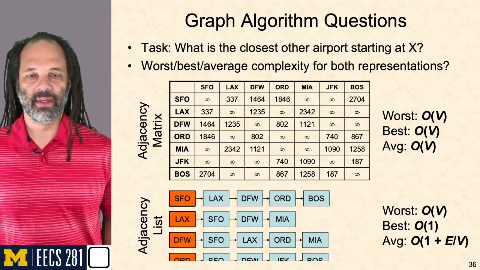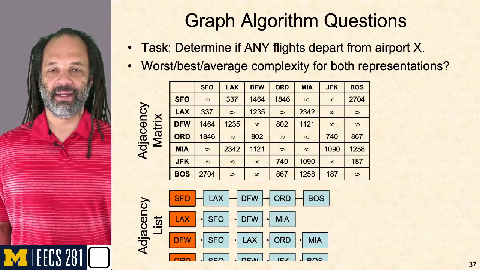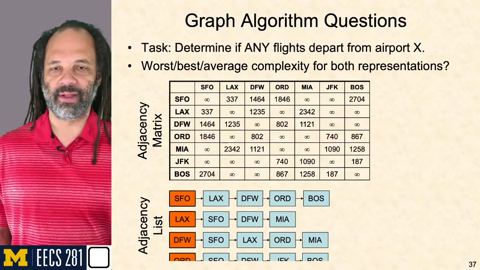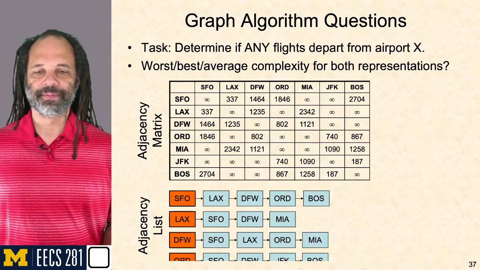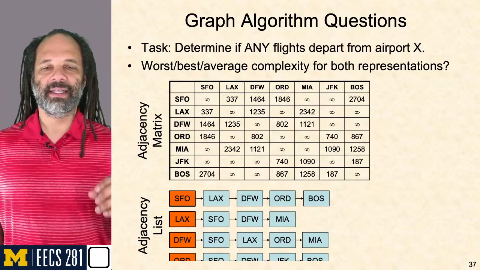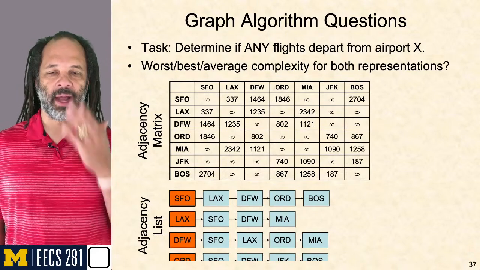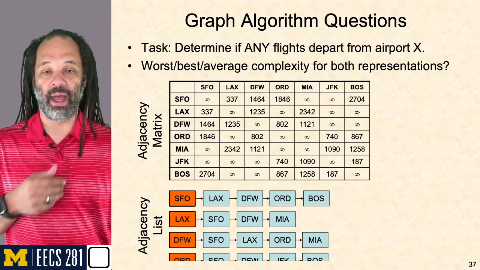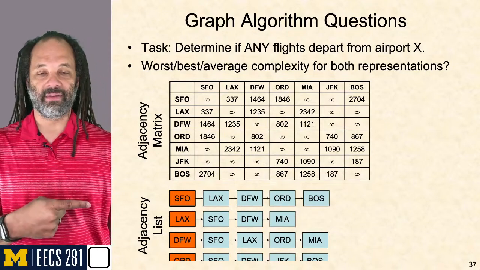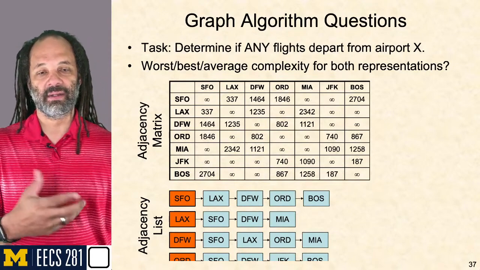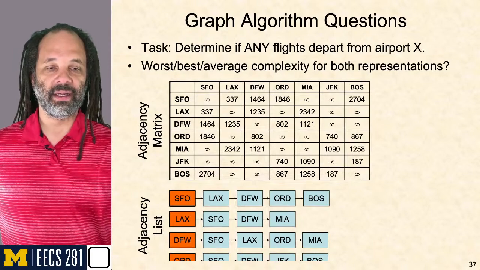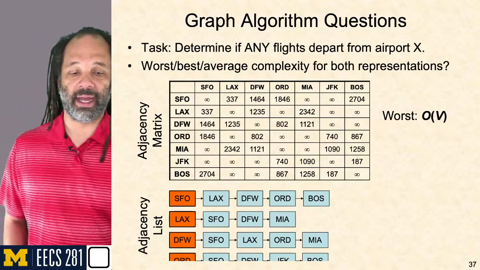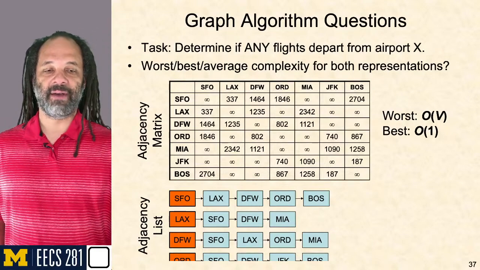New question. Determine if any flight departs from the airport. It seems silly to have an airport with no flights leaving. It could happen though. So now to see if there's anything that departs from the airport X, how am I going to do this? I've got to look through a row till I find something and I can stop right away. Here I just have to see if it's empty or not. So this one gets pretty easy. Worst case, I've got to check through the entire row to see if there's one connection there. Best case, I find one right away.